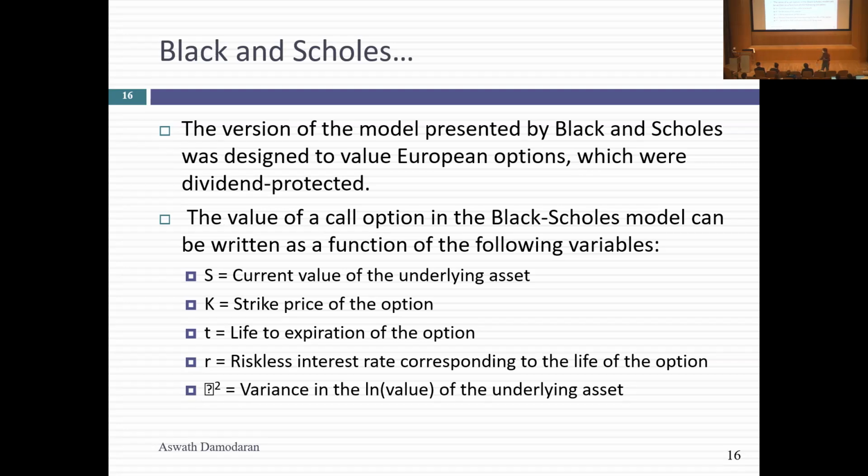In the Black-Scholes model, the value of a call is a function of the current stock price, the strike price, the life of the option, the riskless rate, and sigma, the standard deviation of the asset. S, K, T, R, and sigma. What's the missing variable? Remember the 6th variable that I listed that affects the value of an option? If you want, you can turn back the slides and look at what the 6 variables were. What's one input that I seem to be missing?